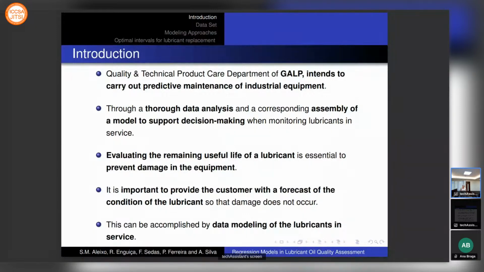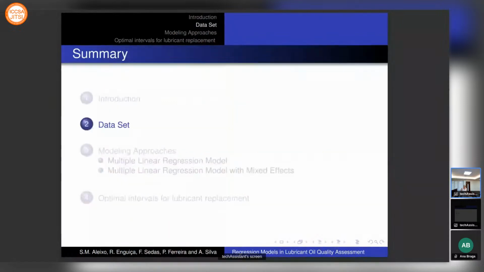It is important to prevent damage in the equipment, and it is essential to provide the customer with a forecast of the condition of the lubricant, so that the damage does not occur. This can be accomplished by data modeling of the lubricants in service.